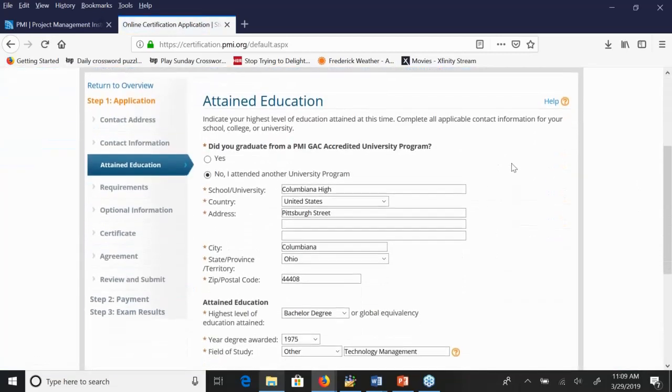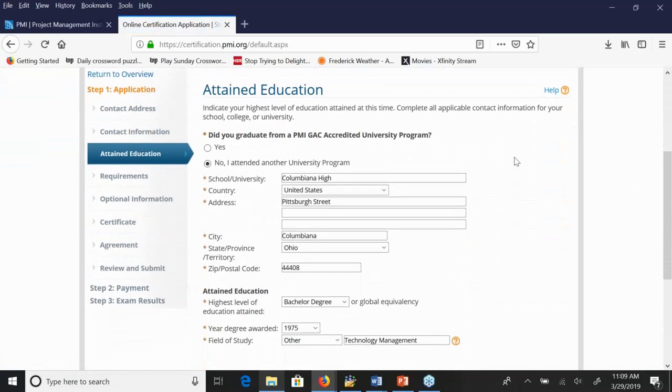This is where it starts to matter. Everything up till now was primarily administrative. This is what matters. This is the part where you really have to start thinking about, okay, what did I do? First, did you graduate from a PMI GAC accredited university program?